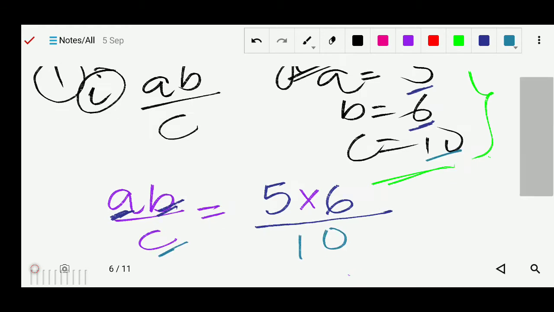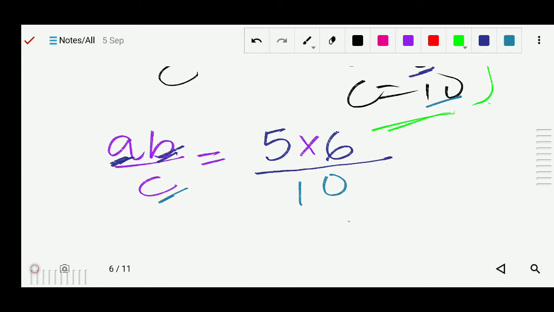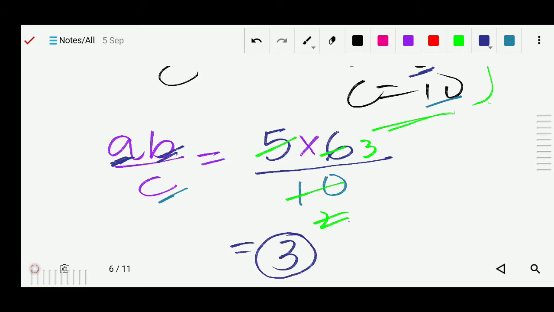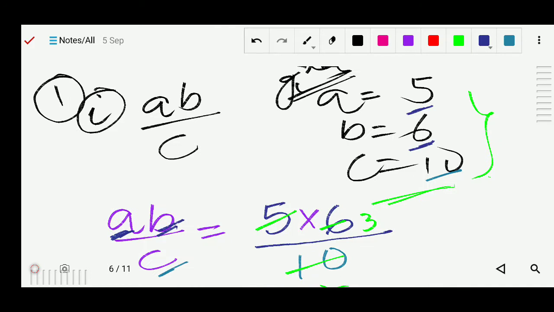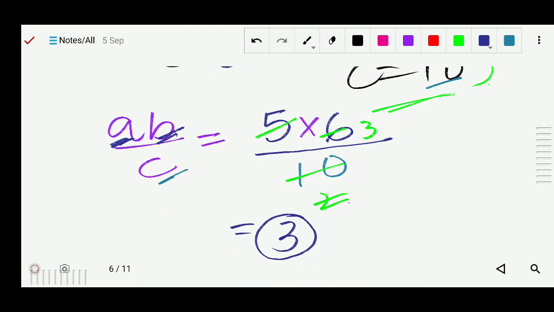Now you can divide it also or you can multiply because you know how to solve. 5 2s are 10 and 2 3s are 6. Okay, so finally what is the answer? We got the 3. So what is the answer of this expression, a into b divided by c? We got the answer 3.